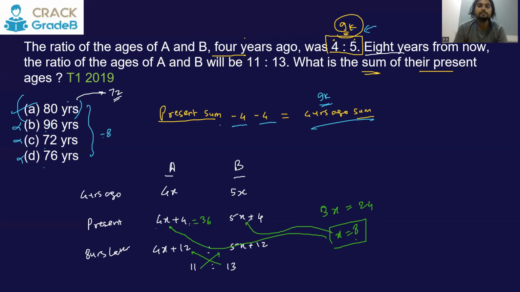And presently he is going to be 40 plus 4, 44. And their sum is going to be 80 years. So their present sum is going to be 80. Option number A. Easy. Let's see one more.